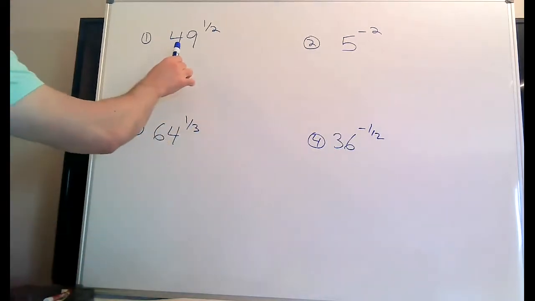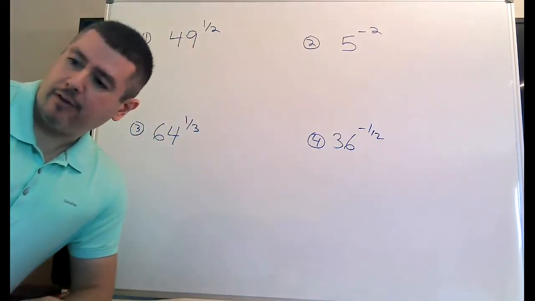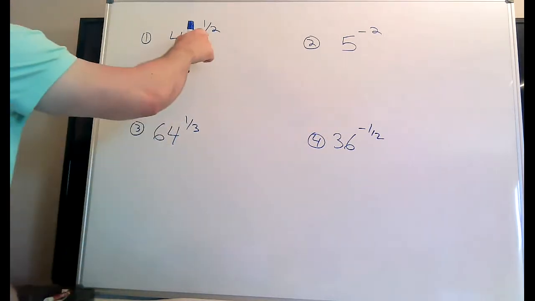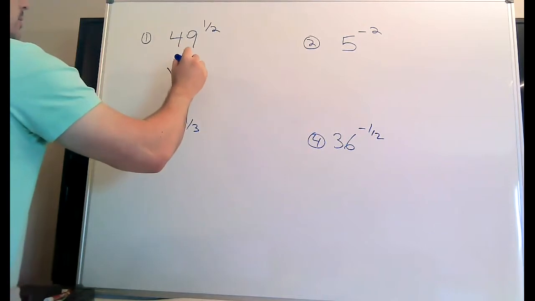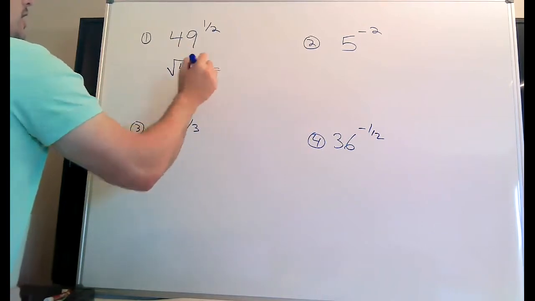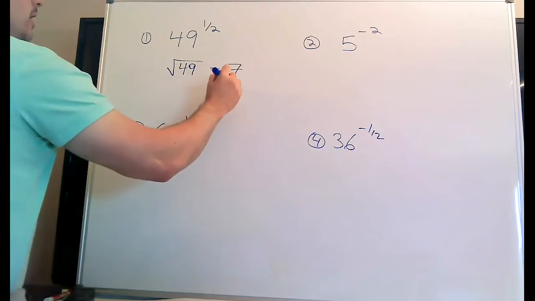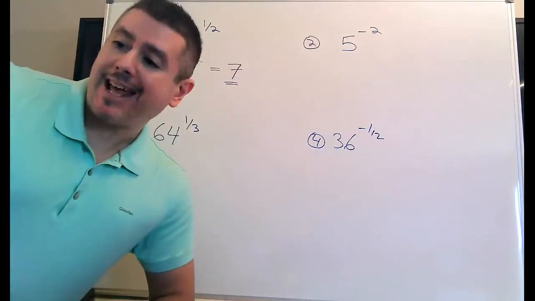All right, so the first one is 49 to the half power. As I said in class, half power means square root, third power means cube root. So your work, your justification is to replace the half power with a square root symbol. Take the square root of 49. What number times itself is 49? Well, that would be 7. Yay, easy peasy.